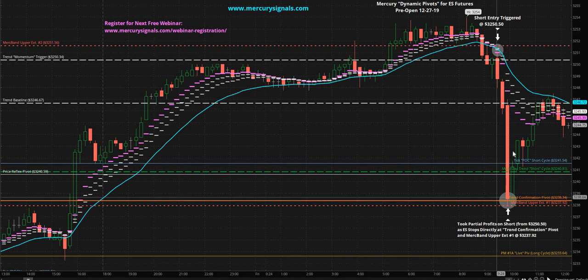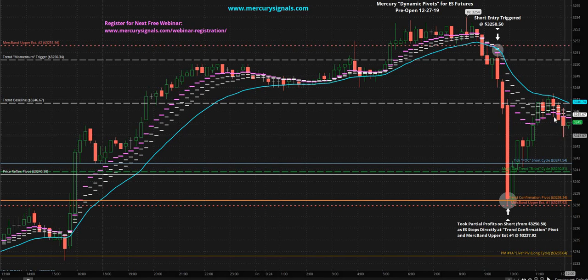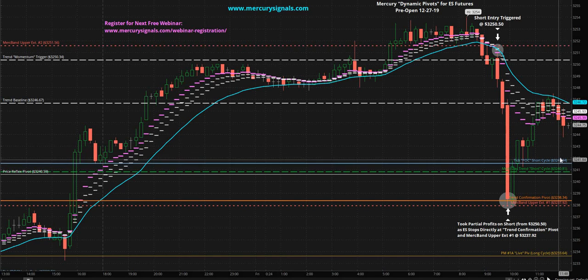Now, since that time, ES has traded back up into the trend baseline, and it's given a little bit of resistance. It's looking like it wants to roll over just a little bit. But unless these white dashes cross back up through that cyan line, the system is still short. So we'll see what happens in here. I don't know how much the bears have. I fully expect this to find some support down in here, and they might try and take it up again.